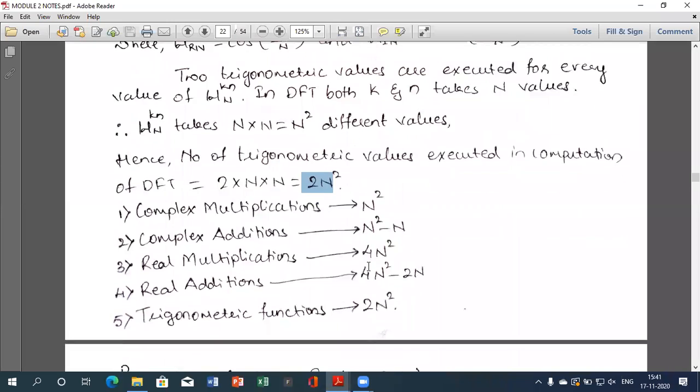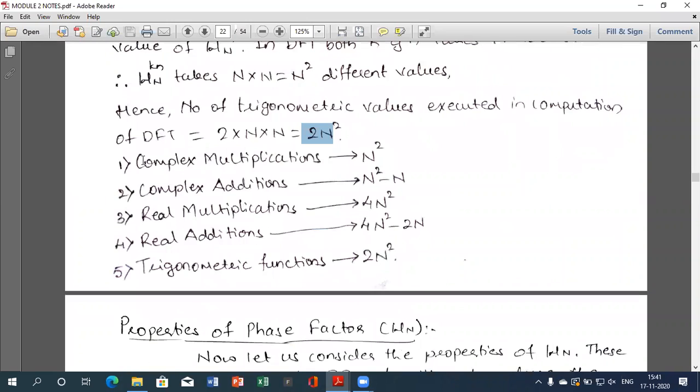So the list is given here, which we have discussed: complex multiplications n square, complex additions n square minus n, real multiplications 4n square, real additions 4n square minus 2n, trigonometric functions 2n square. These are the things required just to compute one complete DFT.